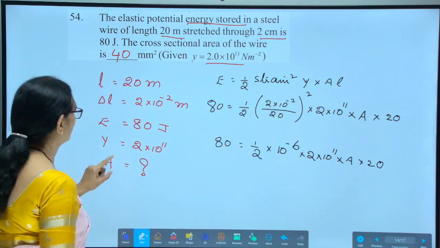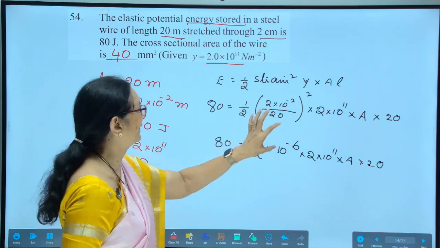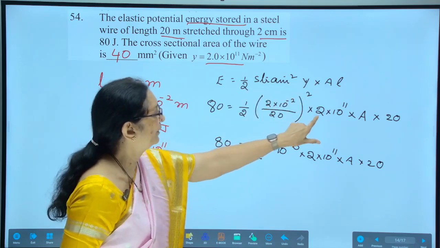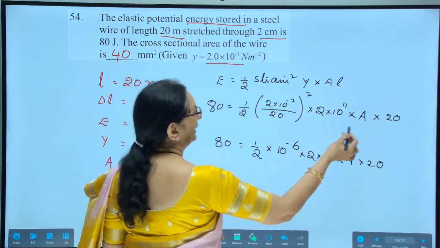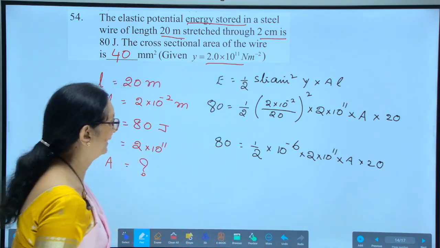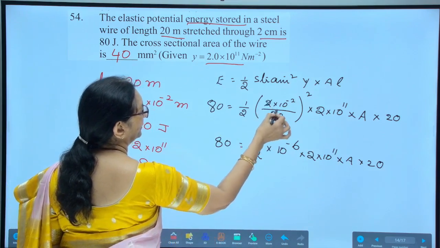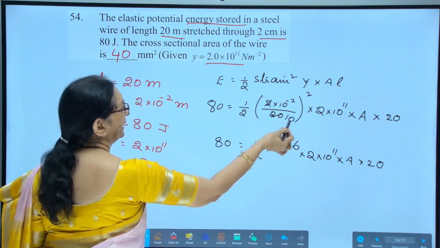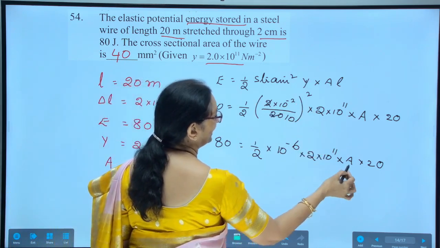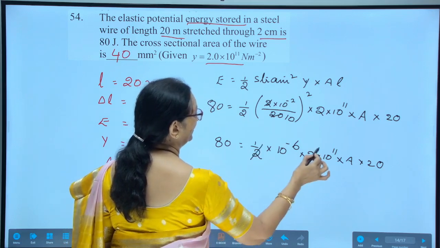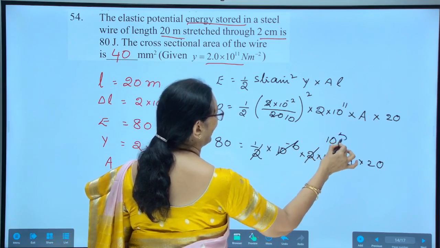So, half strain square, strain is delta L by L, 2 into 10 power minus 2 by L, which is 20. Y is 2 into 10 power 11, area of cross section we need to find out, into 20, that is length. So, 80 is equal to half into 2, this becomes 10, 10 power minus 3 whole square is 10 power minus 6, 2 into 10 power 11 A into 20. This 2 and this 2 get cancelled. This gets cancelled, 10 to the power of 5 times.